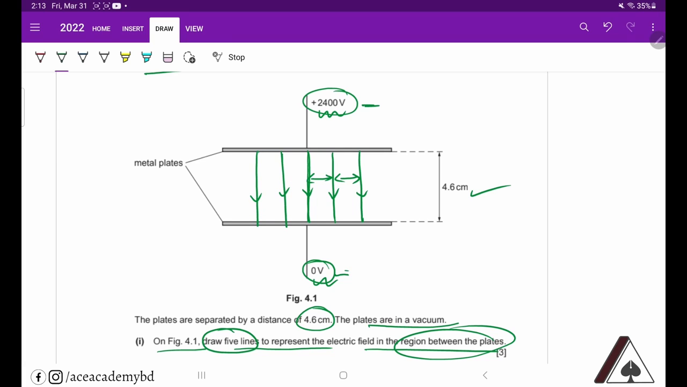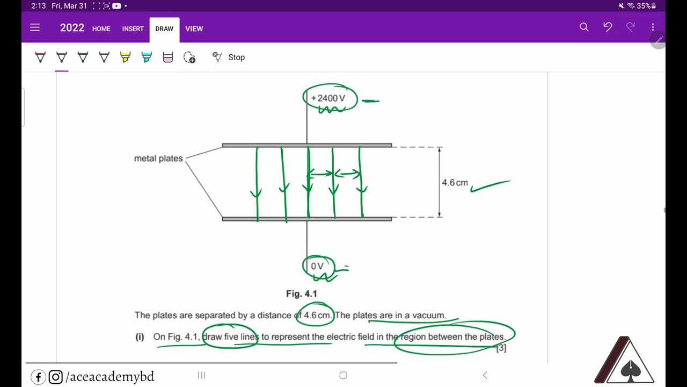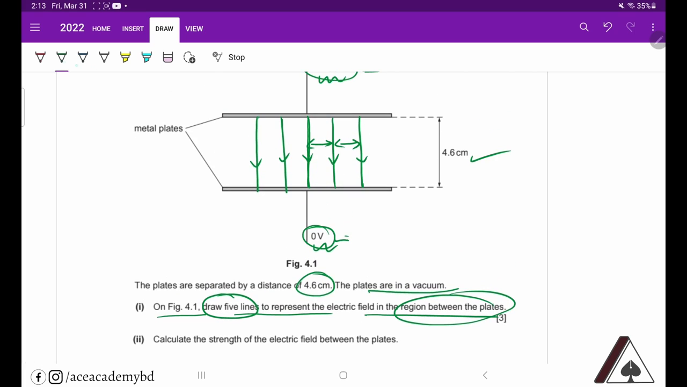Basically, if you draw these five lines, you're going to score the full marks. The marks come from these three points. Firstly, you need to show an arrow for downward, that will score you one mark. The uniformly spaced lines are going to score you another one mark. And the lines shall be straight or perpendicular.